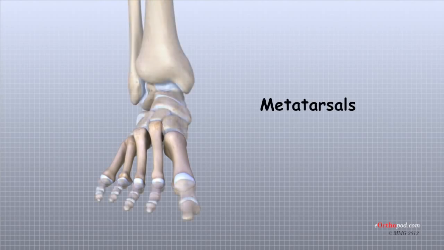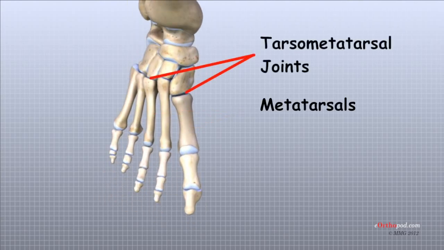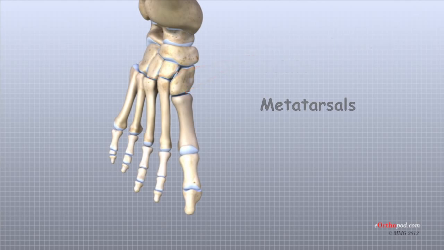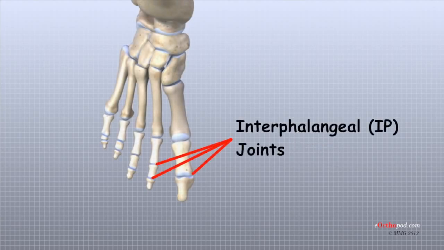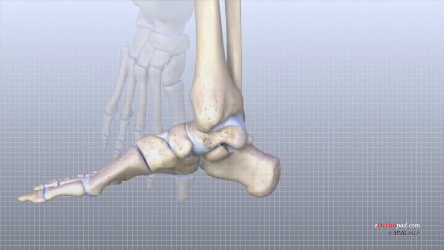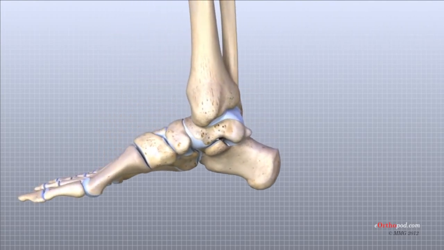The connections between the tarsal bones and the metatarsal bones are fairly rigid, and not much movement occurs at the joints. Finally, there are the bones of the toes, the phalanges. The great toe, like the thumb, has only 2 phalanges. Each of the other 4 toes has 3 phalanges. The joints between each phalange are called the interphalangeal or IP joints. There is not a great deal of motion in the IP joints.